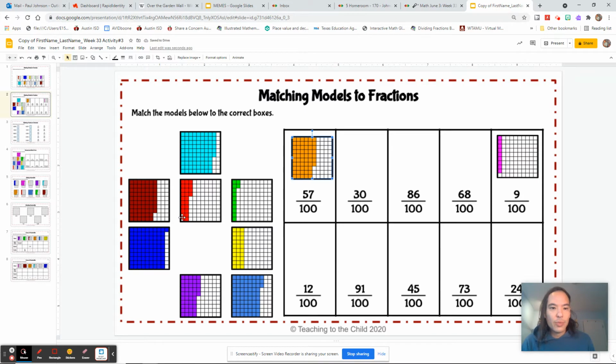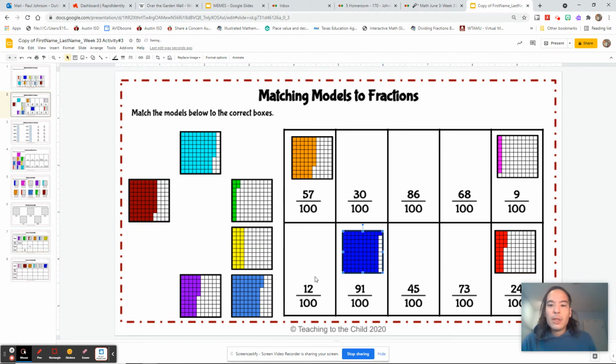So here's 1 tenth, 2 tenths, and 4 hundredths. 2 tenths plus 4 hundredths, 24 hundredths. This one has 9 tenths and 1 hundredth, so that's 91. So just go ahead and put them in the correct place. That's all you got to do.